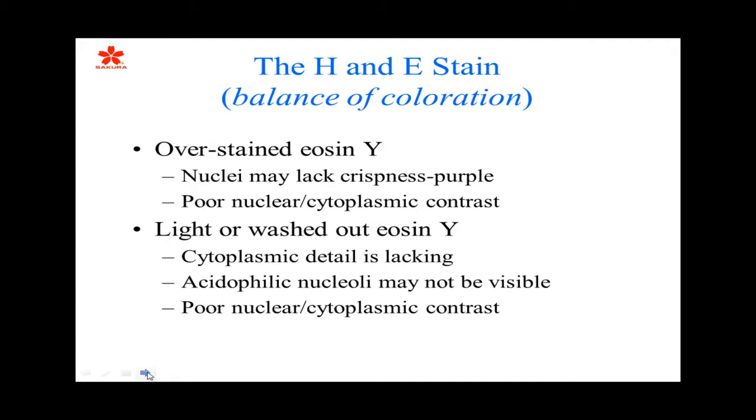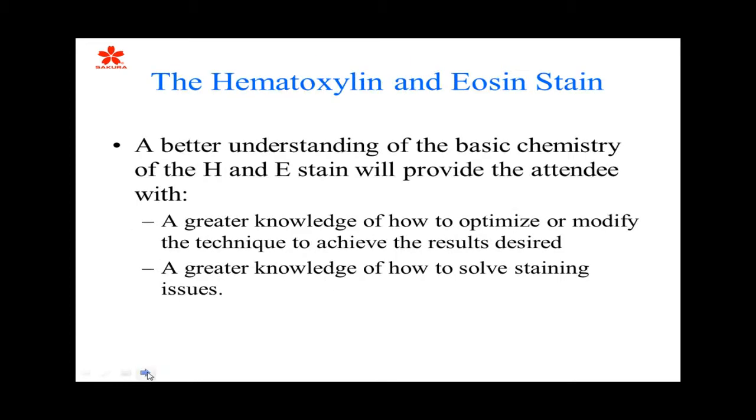and there will be poor contrast between the nuclear and cytoplasmic stains. With overstaining of eosin, the nuclei will lack crisp purple color because it's being masked now by the eosin staining. There'll be a poor contrast between the nuclear and cytoplasmic detail. Or if it's too light, the cytoplasmic material will be washed out. The acidophilic nuclei may not be visible. That should be like a purplish or a very slight reddish tint. And there won't be a good contrast.